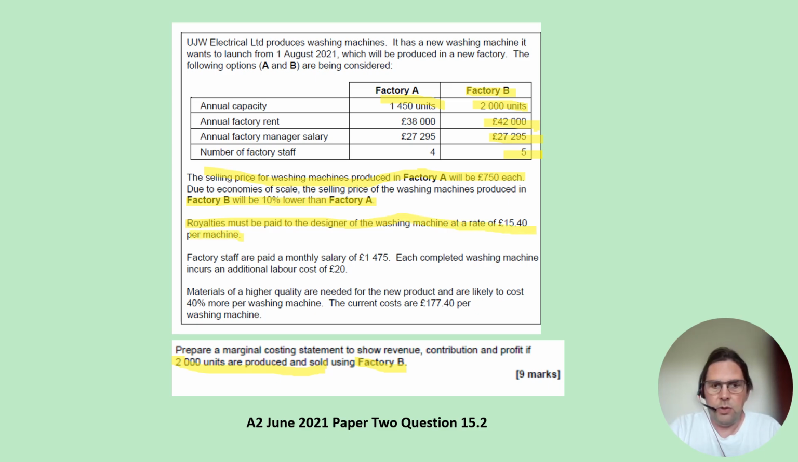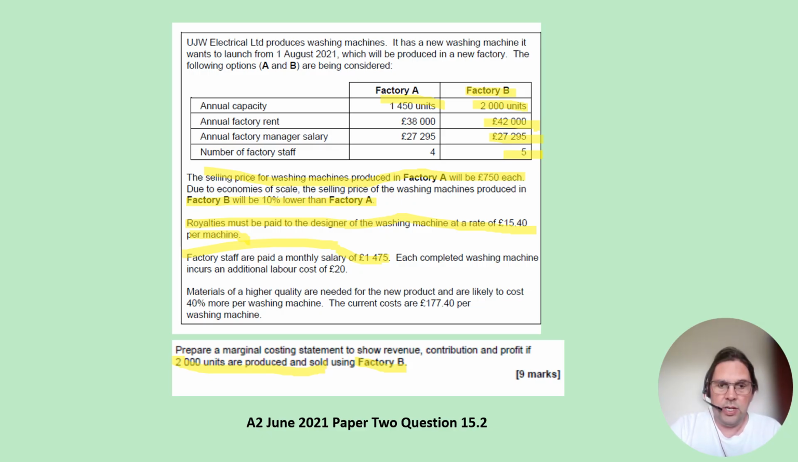Royalties must be paid at a rate of £15.40 per machine. Now that is per machine, so that's going to be one of the variable costs to include in the top half of the income statement. Factory staff are paid a monthly salary of 1,475, so therefore it's a fixed cost. So it's monthly. We're doing an annual income statement, so we have to times the 1,475 by 12, then by the number of factory staff, which is 5.